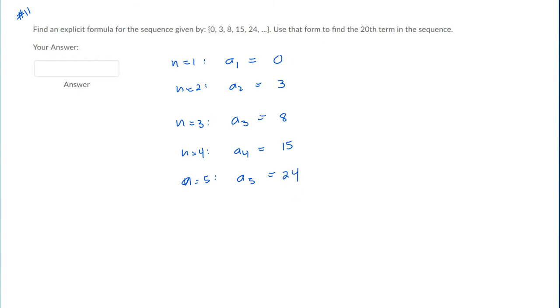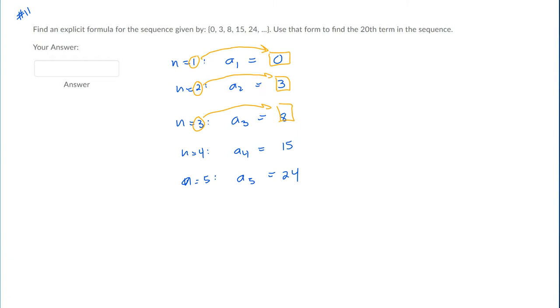So again, what we want to do is figure out a way to take these n values and convert them into these output values, or values of the terms. I want to convert a 1 into a 0. I need to convert a 2 into a 3, etc. I need to convert a 3 into an 8. I need this pattern to keep going all the way down. So how do we do this?